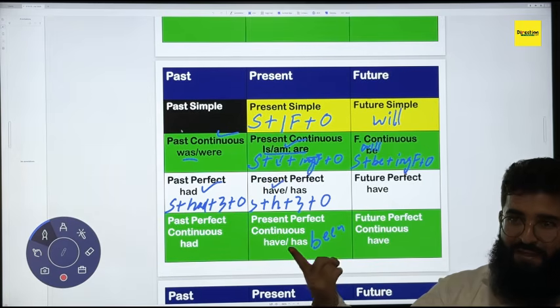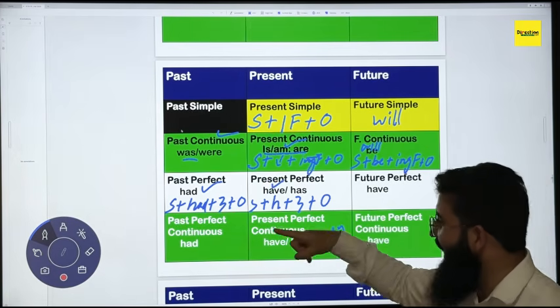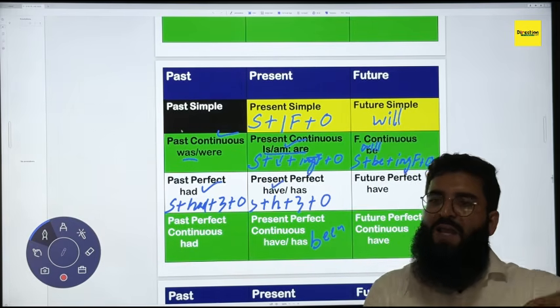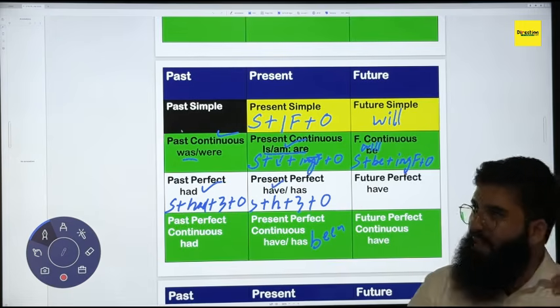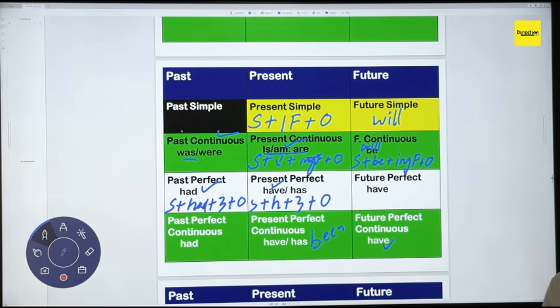I said had been. So been, it will be out of these 3. But if I said had, this is this tense, past perfect continuous. I will have been. I said will have, this one. I will have been. So you easily recognize which tense is this.